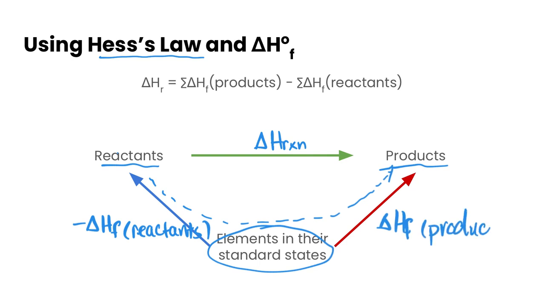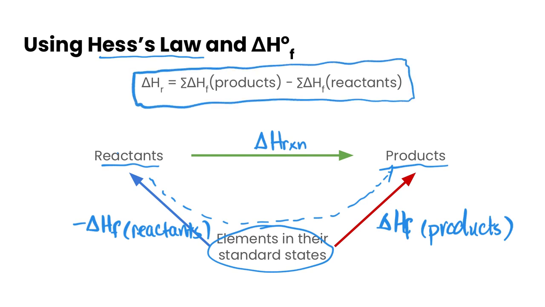Or we could sum this up into a really nice equation here where we have the sum of all of our delta H of formation of our products minus the sum of our delta H of formation of all of our reactants. And that will give us the delta H of our reaction. Now we do have to pay attention. If there's a coefficient, we do need to multiply the delta H of formation by that coefficient.